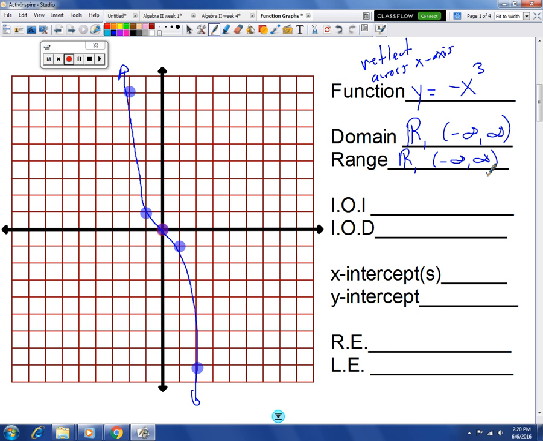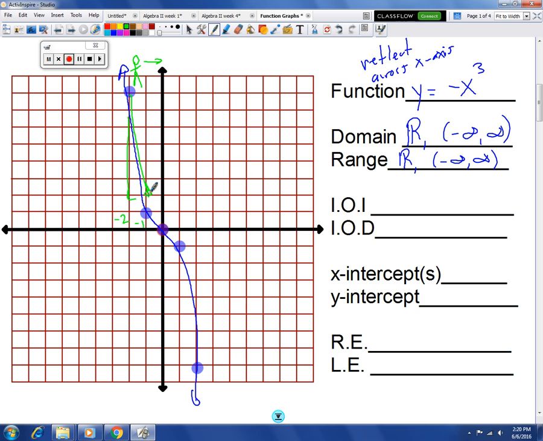Interval of increase is going to change. So I find the left point as far back as I can. I think about getting from that point moving to the right. Well, at x equal -2 to x equal -1, it's going downhill.